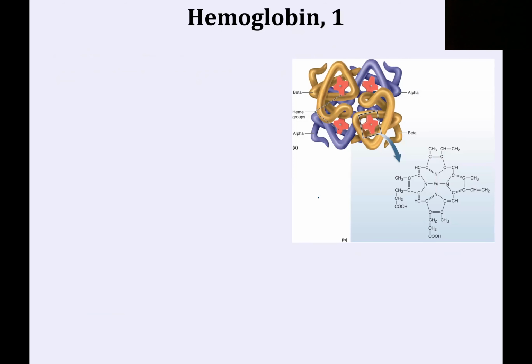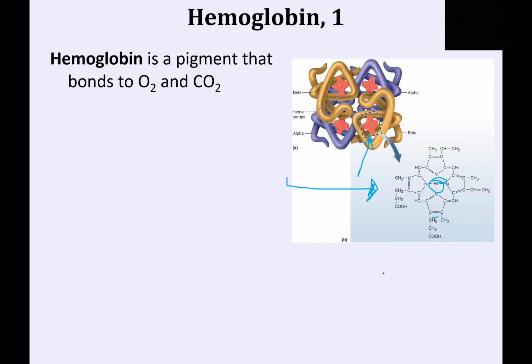So here we have a representation of hemoglobin. This is the structural formula for the heme, which are these red flower-looking things. In the center is where we find an atom of iron. So hemoglobin is defined as a pigment that bonds to oxygen and carbon dioxide. Hemoglobin is also a blood test that is run. They check hemoglobin levels to see if the body is able to transport oxygen and carbon dioxide or not.